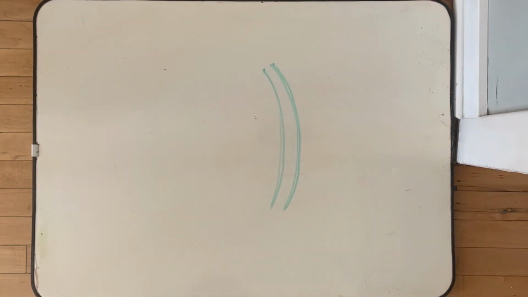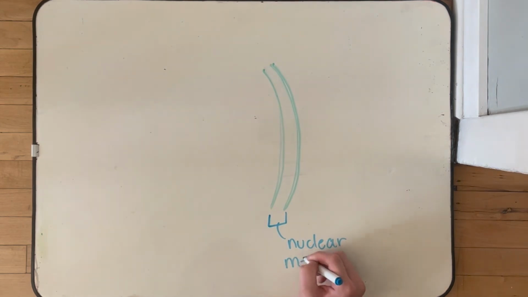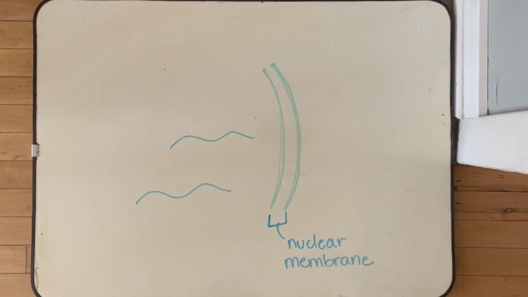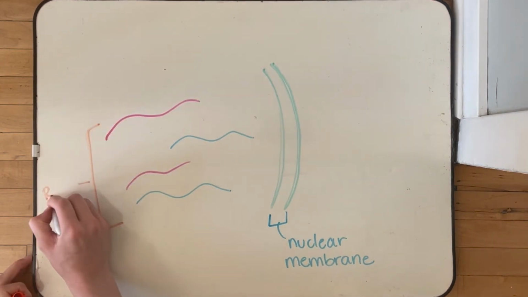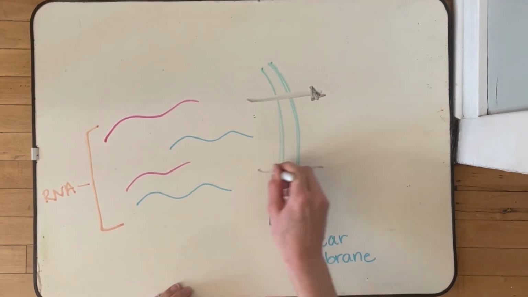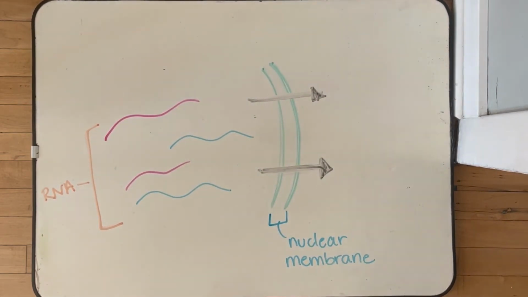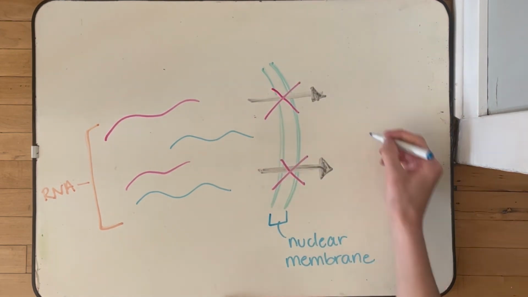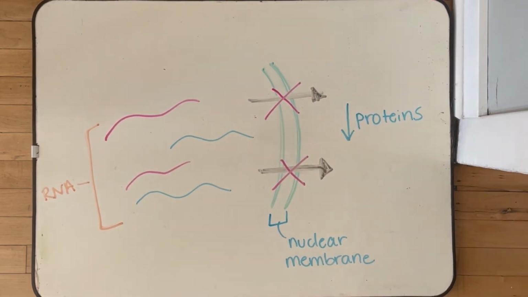So since it is involved in RNA splicing, it cannot splice other RNAs that are inside the nucleus, and therefore they cannot get out of the nuclear membrane like they're supposed to because they're not spliced properly. So that leads to decreased mRNA in the cytosol and therefore decreased protein production.